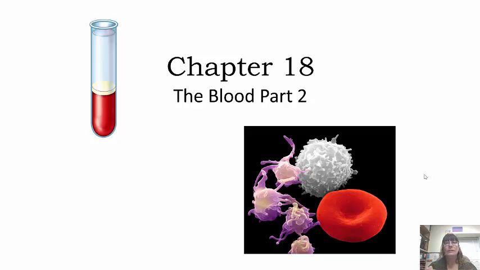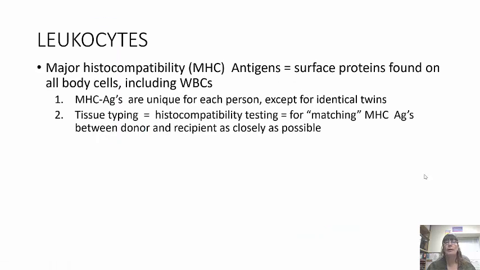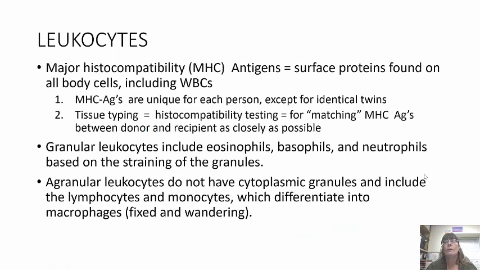Hi guys, so today we are covering the rest of chapter 18, which is blood. So we're going to basically be talking about white blood cells. White blood cells are officially called leukocytes, and all of the body cells have surface proteins on them, even the white blood cells. These are called major histocompatibility antigens, or MHC antigens. Now these are unique for every person except for identical twins, of course.